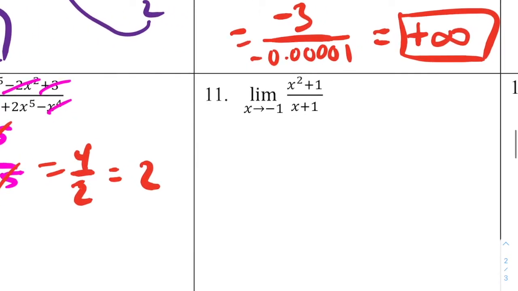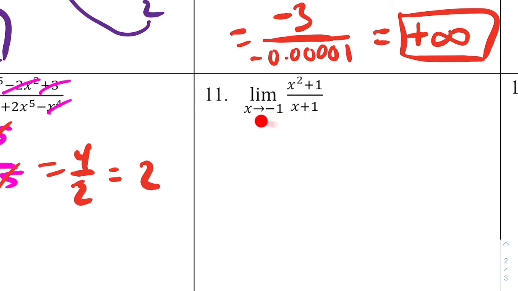Number 11. A couple of different ways we could approach this. What happens here? Well, first off, this numerator is not factorable. This isn't a difference of two squares. This is a sum of two squares. So I have to leave that the way it is. That means that this x plus 1 can't cancel anything up here. I can't solve this algebraically.